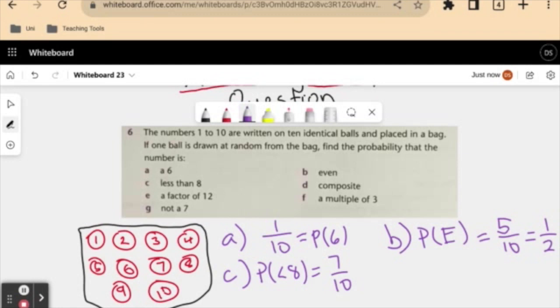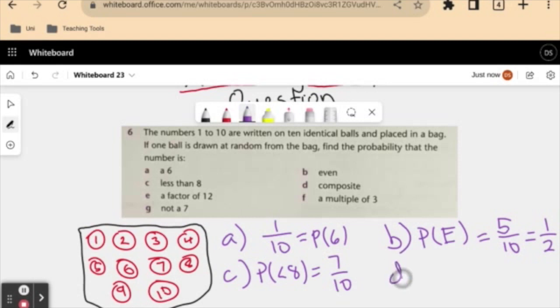We could have said, well, we have 3 numbers that are 8 or more. So the probability that it's not 8 or more, the complementary event to that, is the probability of something being less than 8. So we can subtract 3/10 from 1 and get the exact same answer of 7/10 here.